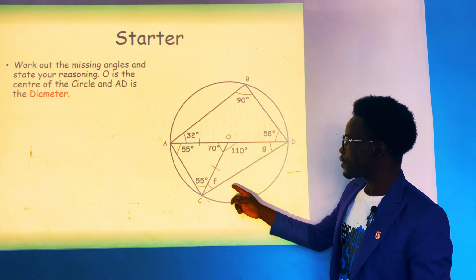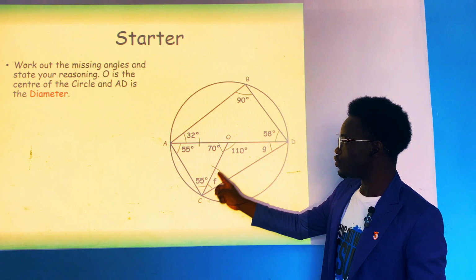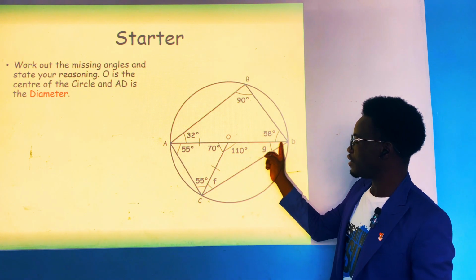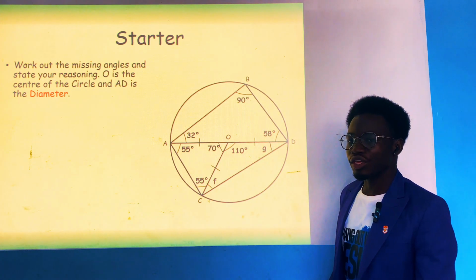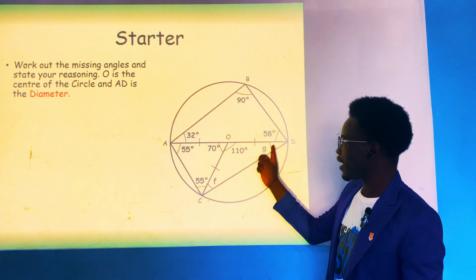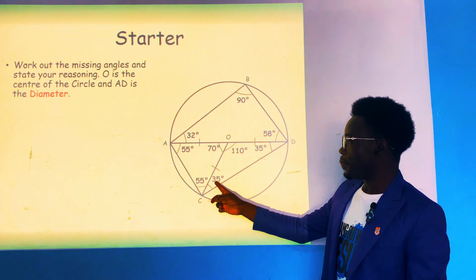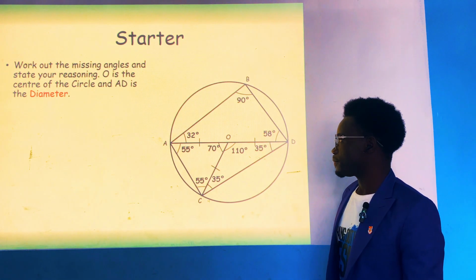Now the same, this line here, OC, is a radius, and this is the center, and it's also to D. It means that it's also a radius, so this line here and this line are all equal. And if they are all equal, the same property we applied here, it means these base angles are also what? Equal. Therefore, this angle will be 35 and this will also be 35.